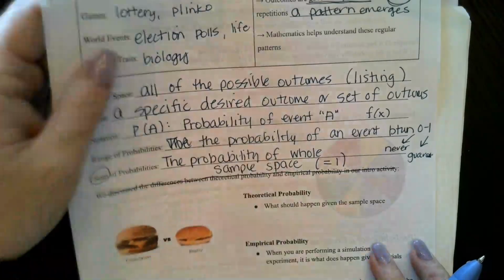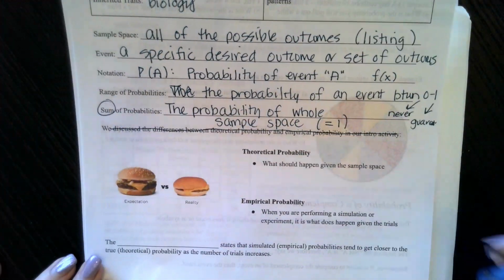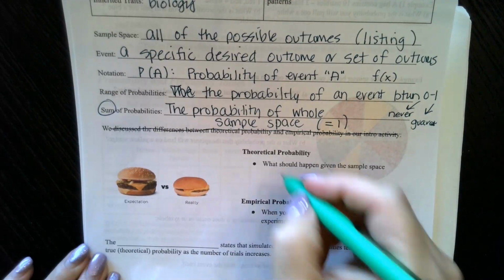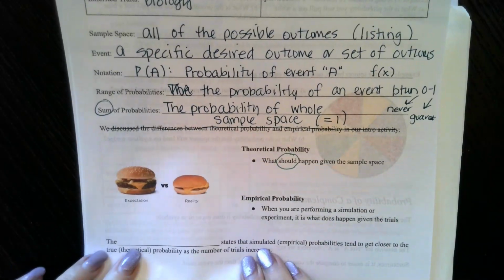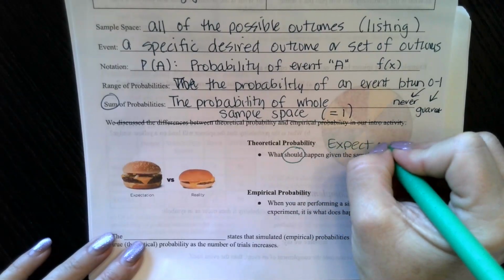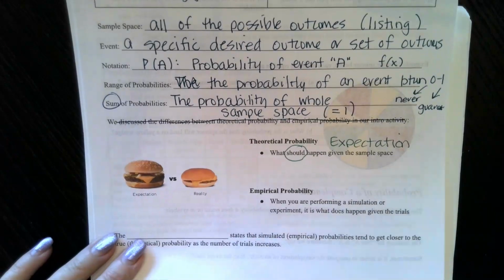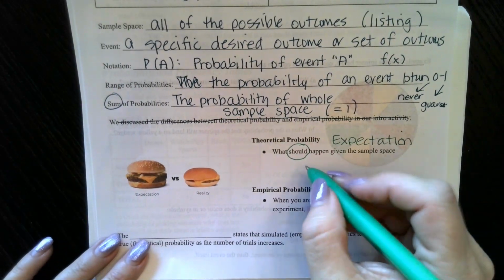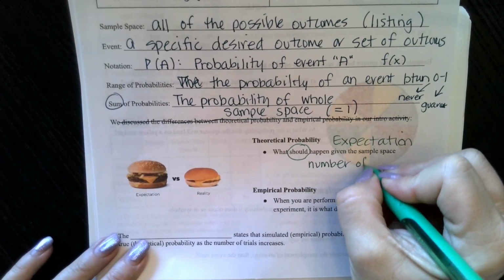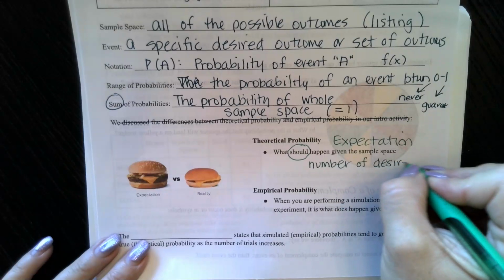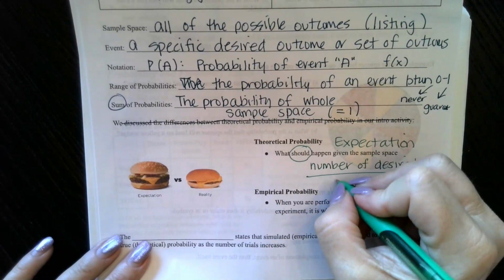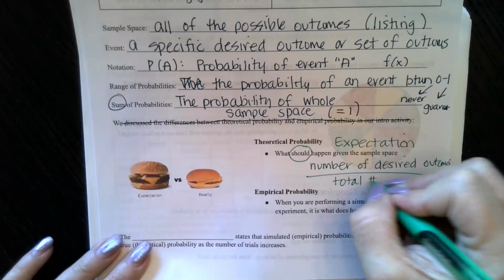Theoretical and experimental probability. So here we go. Theoretical probability is what should happen in the given sample space, right? So this is the expectation. This is what we think is going to happen. What this looks like is the number of desired outcomes over our total number of outcomes.